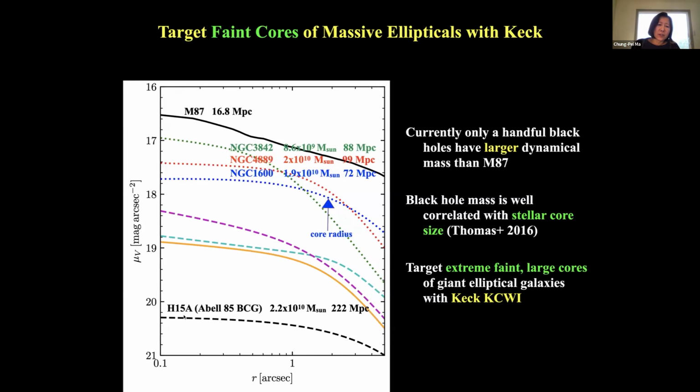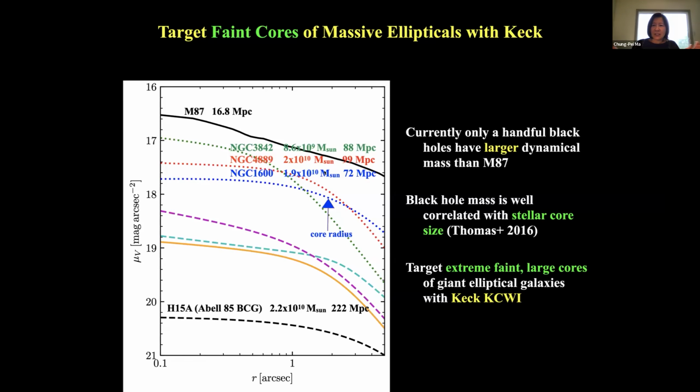In particular, you see Abell 85's BCG, the brightest cluster galaxy, called Holmberg 15A, at 200 megaparsecs now. Recently, we were able to determine its dynamical mass of 22 billion solar masses using KCWI. So we have found that the core radius, if you have photometry, correlates very well with the black hole mass for the ones we were able to measure.